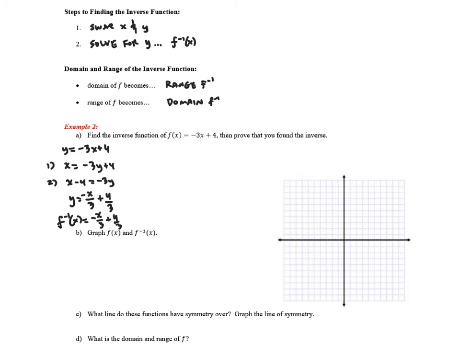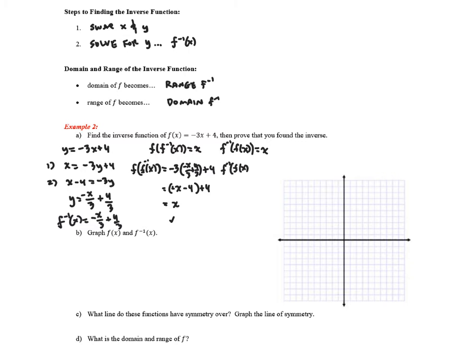Now I want to prove that f of x and f inverse of x are inverses. So what I want to show is that f of f inverse of x equals x and f inverse of f of x equals x. If both of those are true, we have shown and proven inverses. So f of f inverse of x, let's plug that in. That'll be negative 3 times what I found the inverse to be, negative x over 3 plus 4/3. So let's simplify. I'm going to distribute the negative 3. That gives me positive x minus 4 plus 4. Well, that comes out to be a positive x. So that side checks.